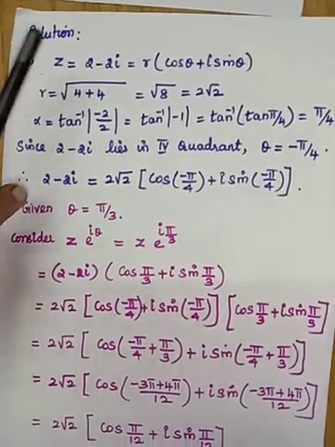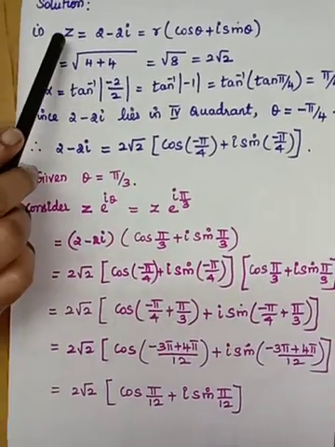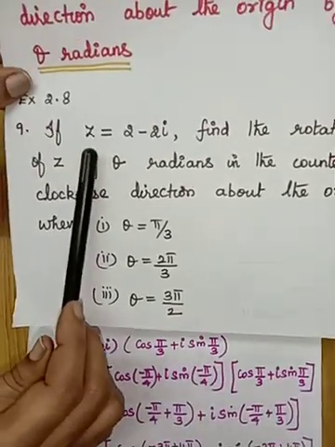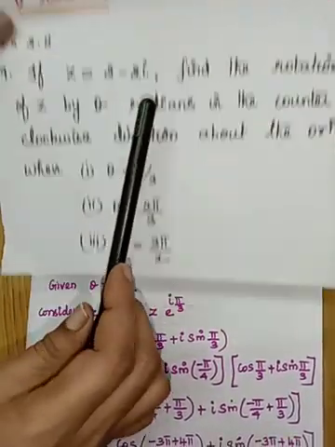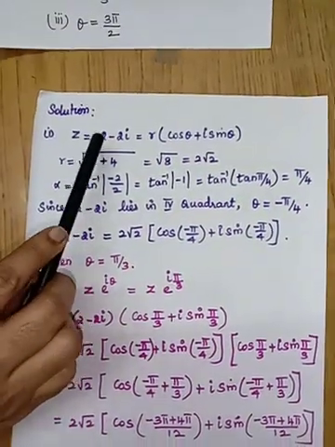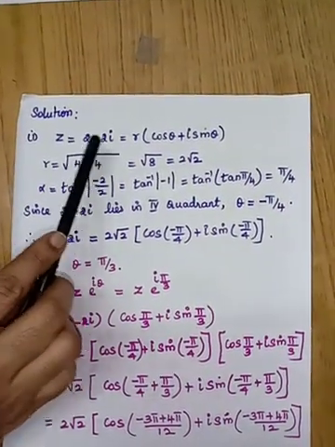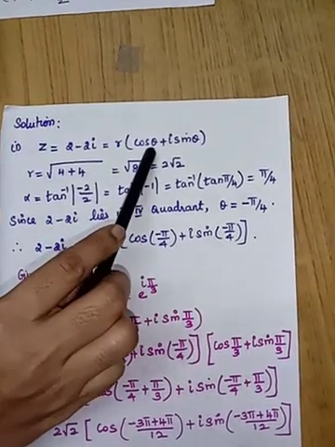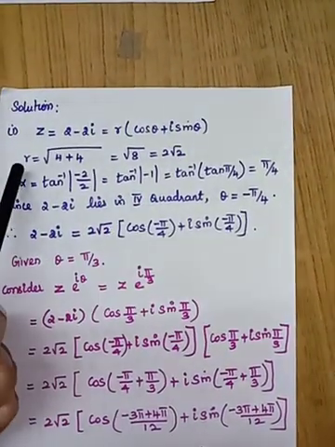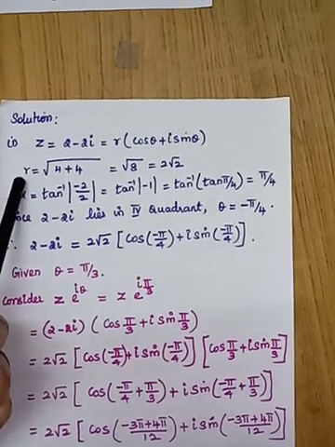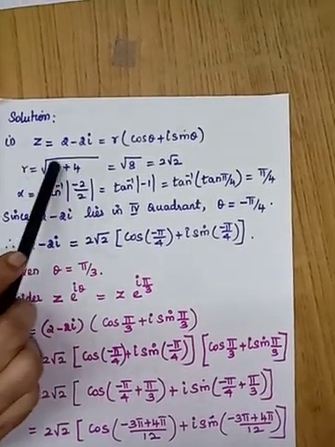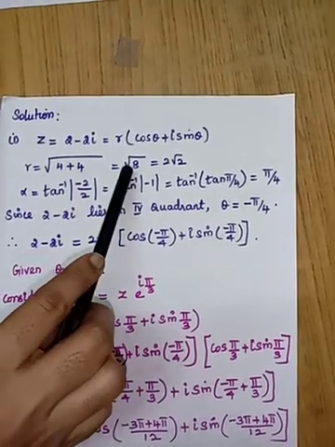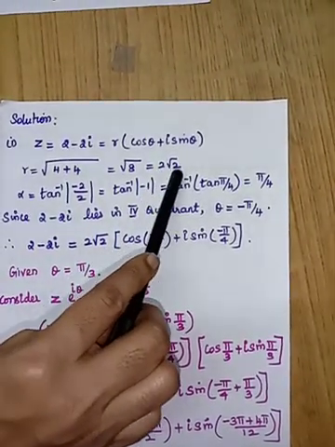Okay, so first what we are going to do is take the complex number given. What is the complex number given? Z is equal to 2 minus 2i. So take it and you have to write it in the polar form. Okay, so you know the procedure of the polar form: r into cos theta plus i sin theta. How to find r? r is nothing but the modulus of the complex number. So it's the square root of the real part squared plus the imaginary part squared. So here it is root 8, that is equal to 2 root 2.